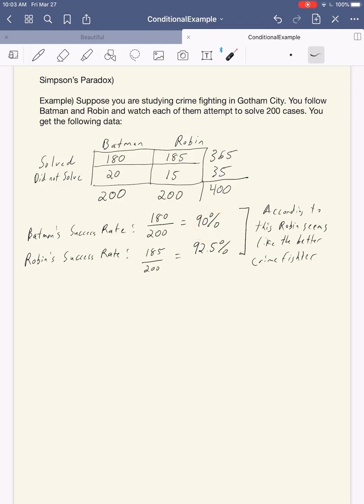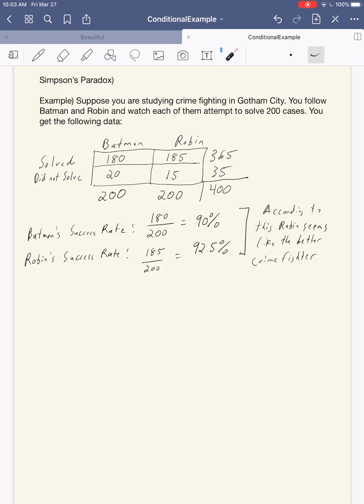Now, obviously, one answer to that is maybe we've been lied to all this time about who's really on top between Batman and Robin. Or maybe I just don't know anything about Batman and Robin, and I accidentally made the mistake that Robin has a better success rate. Unfortunately, neither of those is really the answer here. Instead, we might want to consider if there's a missing variable here.